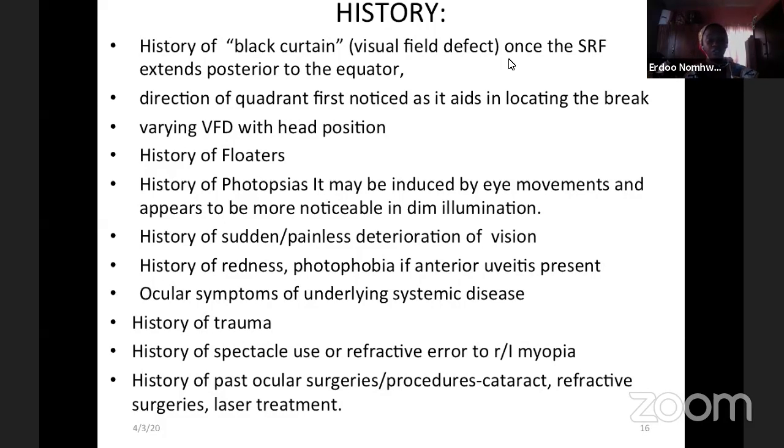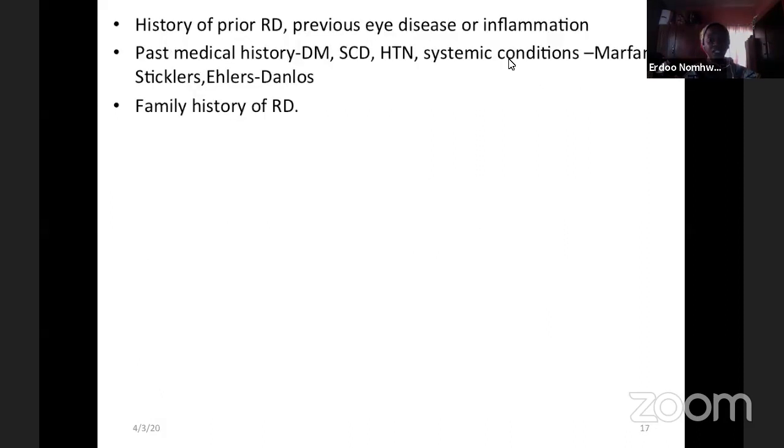Then history of past ocular surgeries or procedures is very important, especially cataract surgery. If it was a complicated surgery, if there was a posterior capsular rent with vitreous loss, you know that could have predisposed the patient to having the detachment. Any refractive surgery gives you an idea that the patient probably is myopic. And if the patient has had laser treatment, that is also a risk factor. So your history covering this will give you an idea of what is actually happening.